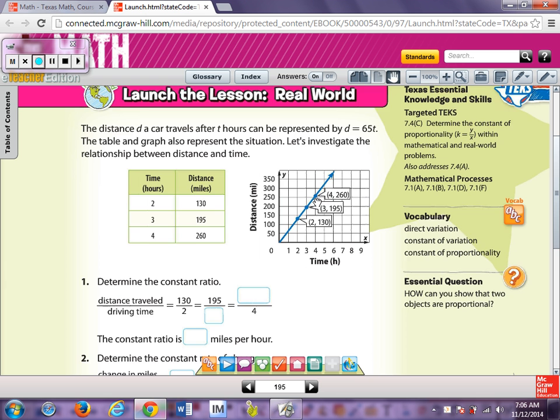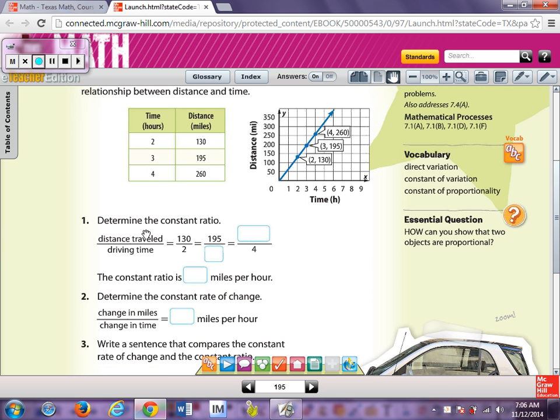So our first instruction here is to determine the constant ratio. We're going to take how far we've gone, the distance traveled, and divide it by our driving time, or actually write it underneath our driving time. So we have 130 miles in 2 hours. If we look at our graph, we know we go 195 miles in 3 hours, and it also says it over here in the table. So I'll go ahead and write a 3 in there.